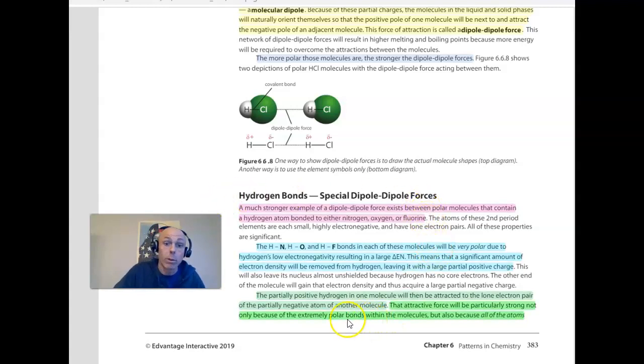Anyways, moving on to hydrogen bonding, which again is a poor name for intermolecular forces because it's not a covalent bond, it's an intermolecular force. Hydrogen bonding is a special type of dipole-dipole force. It's a particularly strong type of dipole-dipole force that exists between two polar molecules that each have hydrogen in them bonded to either nitrogen or oxygen or fluorine. Again, hydrogen bonding is an intermolecular force that exists between polar molecules that each have a hydrogen in them bonded either to a nitrogen or an oxygen or a fluorine.